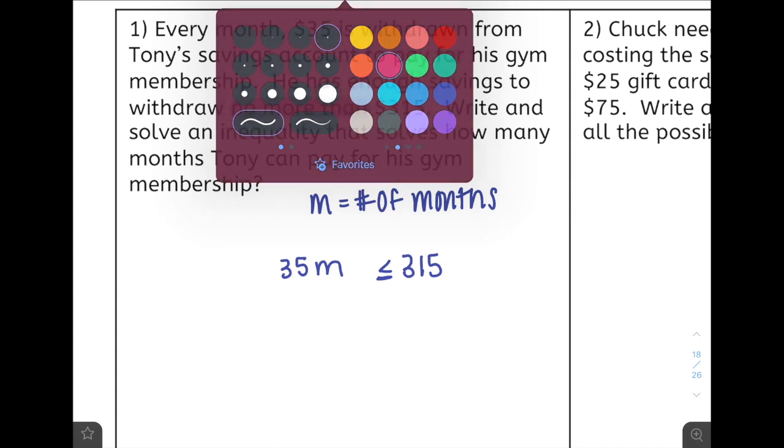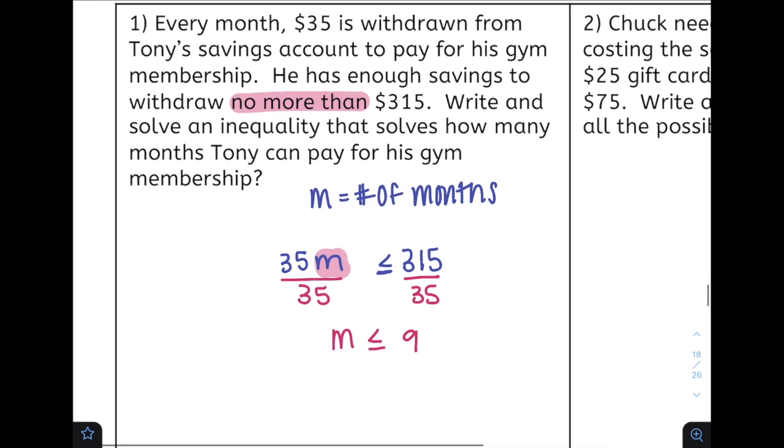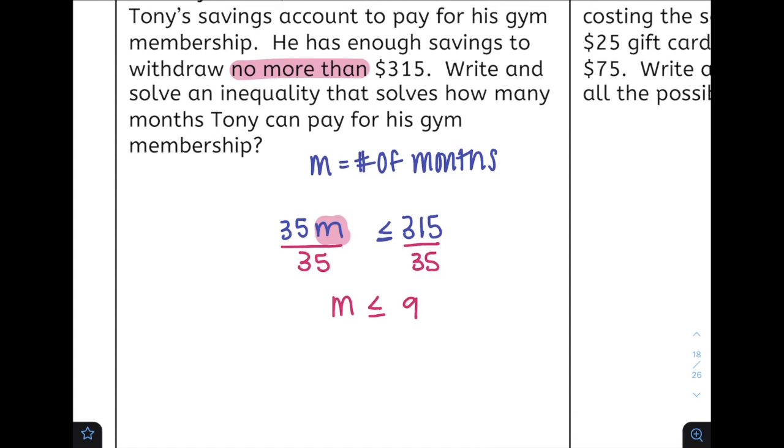Here we're going to isolate our variable M using division. 35 divided by 35. M is less than or equal to 9 because 315 divided by 35 is 9. That means that Tony can pay for 9 months of his membership, and that is it. The largest number of months he can pay is 9 months. Part of inequality is making sure that you're learning how to interpret the answer.